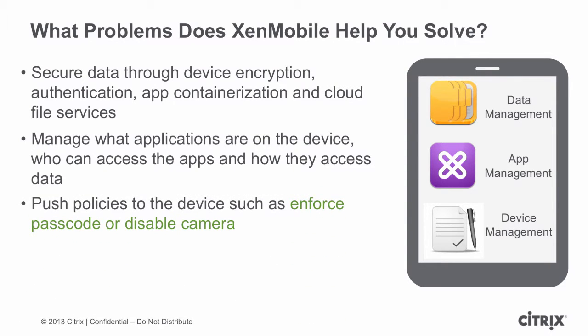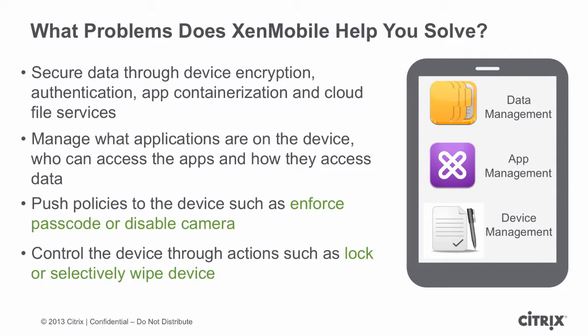We can push policies out to the device to secure the device, such as enforcing a passcode policy or disabling the camera on a particular device. And we can control our device through automated actions such as to lock or selectively wipe a device if it has been lost or stolen. Or you can even, through the GPS capabilities of iOS and Android, set up a geofence. And you can set an automated action to selectively wipe or lock a device if it leaves or breaches the perimeter of your geofence.